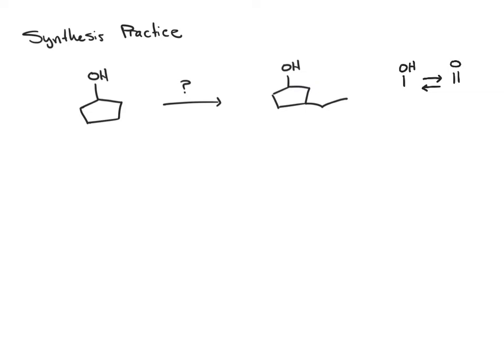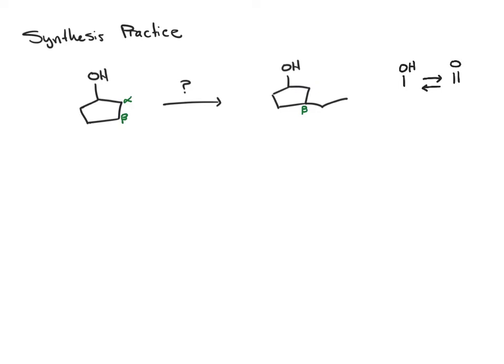So even though this alcohol in the starting material isn't yet a carbonyl, we can think of this as being an alpha and a beta carbon. And what we're trying to do is end up with an ethyl group at the beta position. So the steps we want to take are basically to get the alpha beta unsaturation and then add the ethyl group through cuprate chemistry.